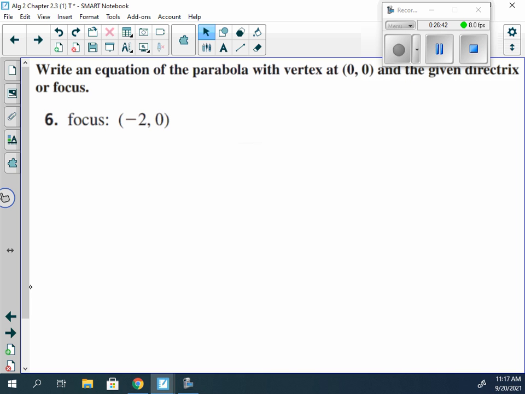Okay. So the parabola has a vertex of 0, 0. The focus is negative 2, 0. Yes? Are we using x equals or y equals? Why is that?